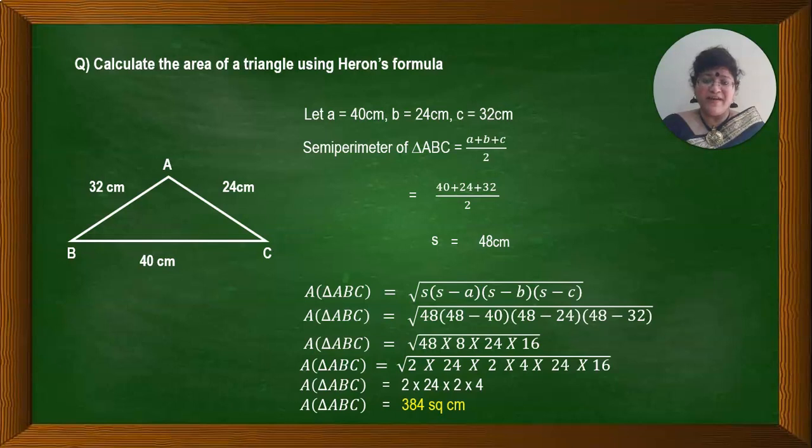First and foremost, you will find out the semi-perimeter, which is the sum of all the three sides, A plus B plus C by 2. So you get the answer as 48. This is Heron's formula: under root S, S minus A, S minus B, S minus C. You substitute S and A, B, C, which stand for the sides of the triangle. So you could take anything as A. You could take A as 24 centimeter, B as 32 and C as 40. And when you solve it, you get the answer as 384 square centimeter.